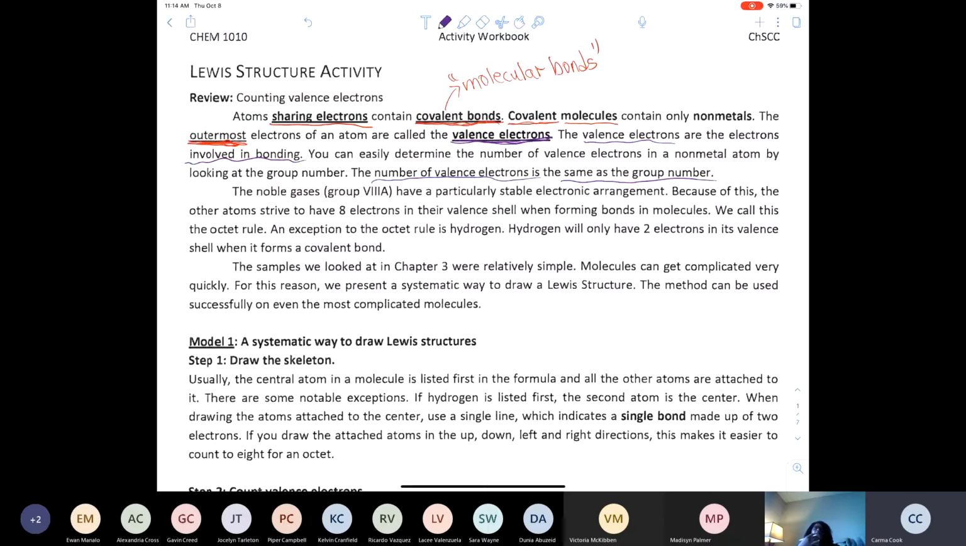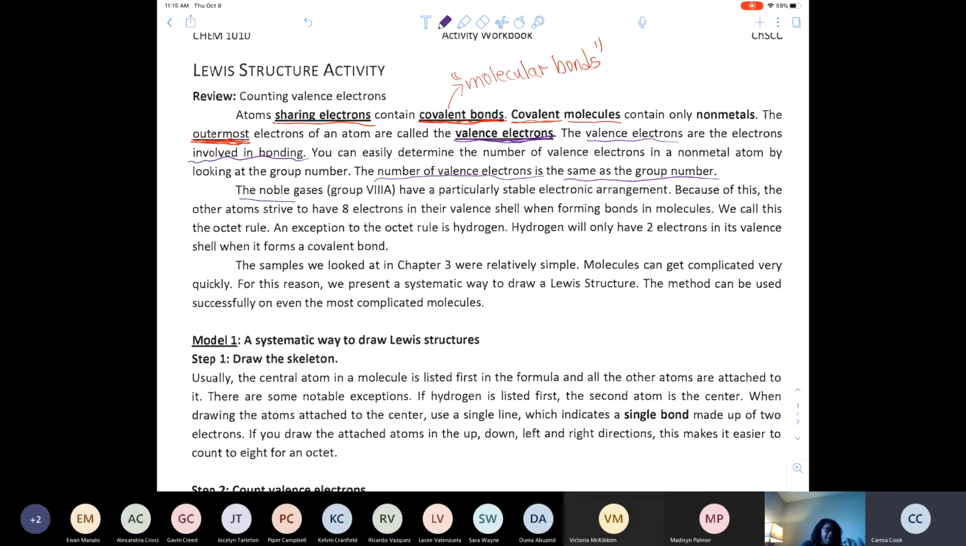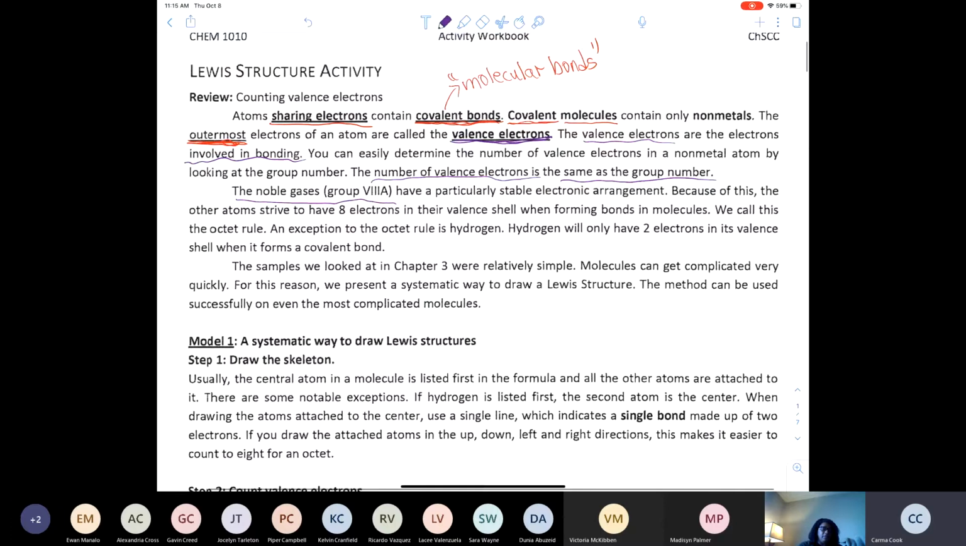So we said that oxygen, which we use as our example, residing in group 6, has 6 valence electrons. Therefore, an atom of fluorine, which resides in group 7, has 7 valence electrons. The noble gases make up group 8A, so they have 8 valence electrons, and they are stable.